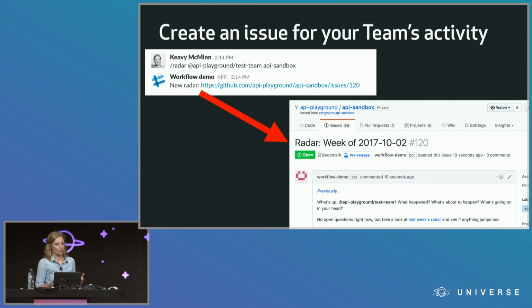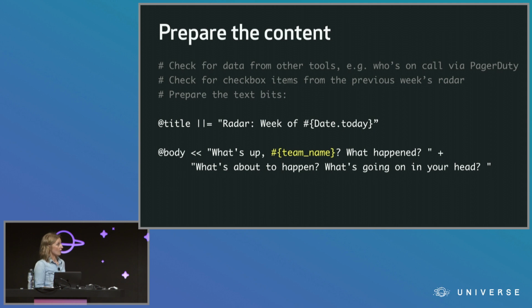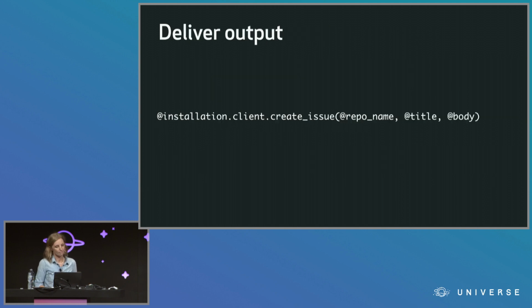So if you wanted to create an issue for your team's activity, which many of the teams at GitHub do, just as a weekly sort of what's happening focus for the team, the app could have a radar method, is our name for that, which accepts post parameters for the GitHub team and the repository. Our app could prepare some default text for that, gather any other bits of information that the team might be interested in, and deliver that output. For example, creating an issue on github.com via the API.